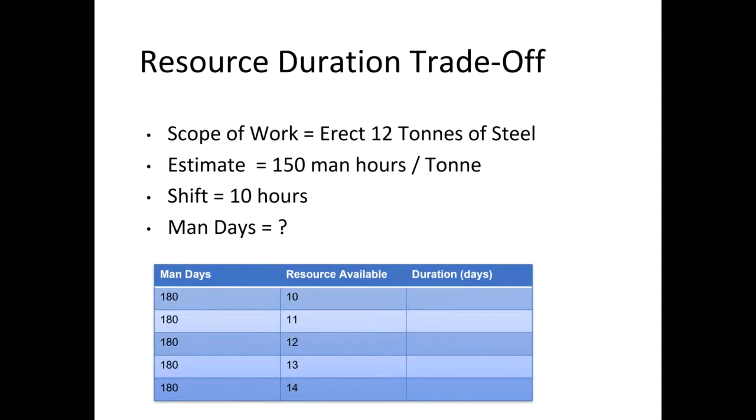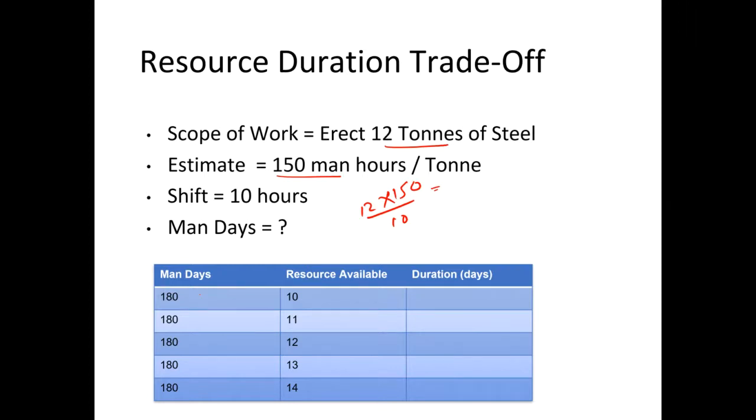Very often we have to do a resource duration trade-off. So in this example, we are erecting 12 tons of steel with 150 man-hours per ton, and the shift is 10 hours. So we can calculate the man days, which would be 12 times 150 divided by 10. All right, so it will give us how many workers we would require.